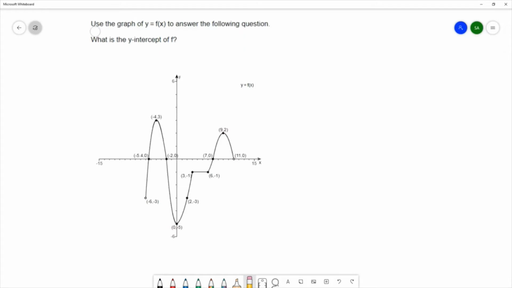This question says, use the graph of y equals f of x to answer the following question. What is the y-intercept of f? A y-intercept is where the graph crosses or touches the y-axis. We have our y-axis here, which is the vertical axis, and we can see right here is the point where the graph crosses the y-axis. So this graph has a y-intercept of (0, -5).